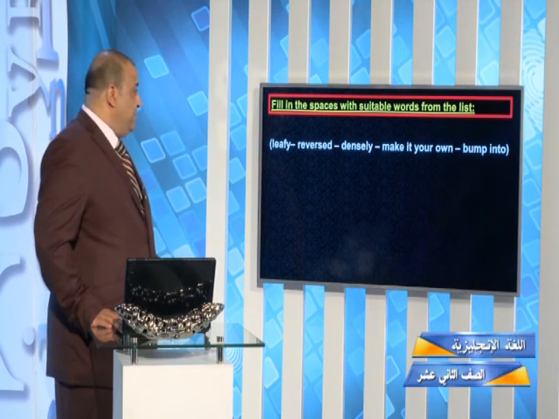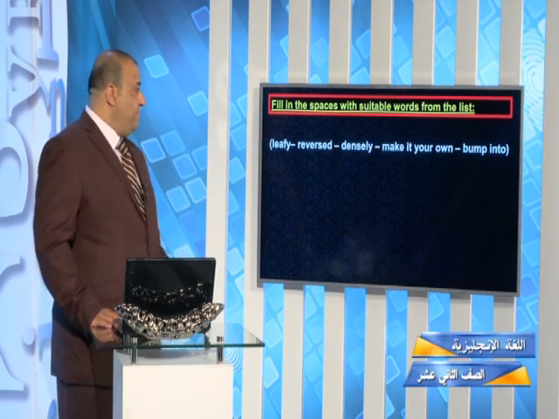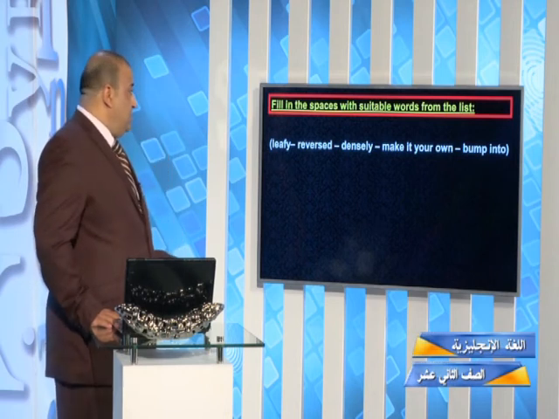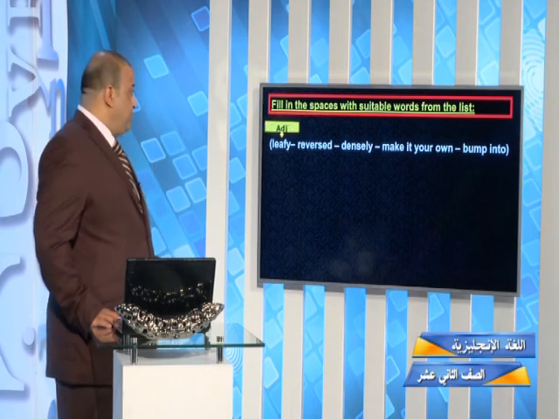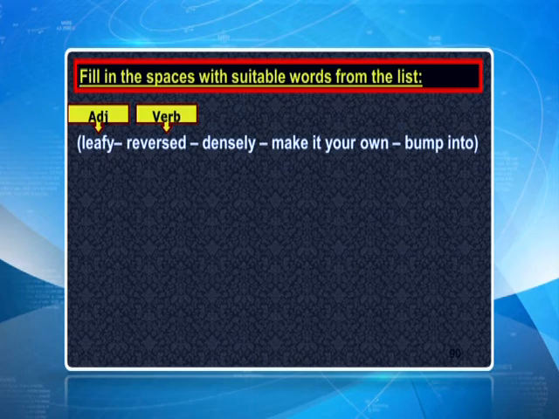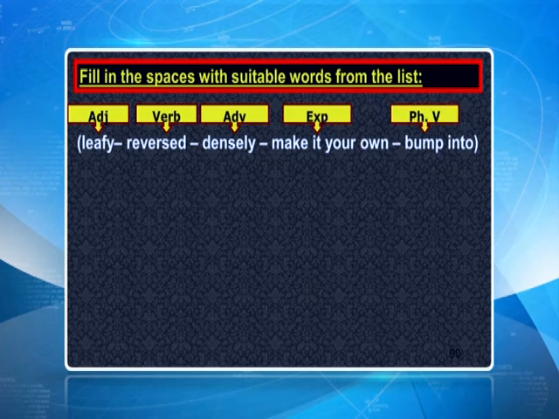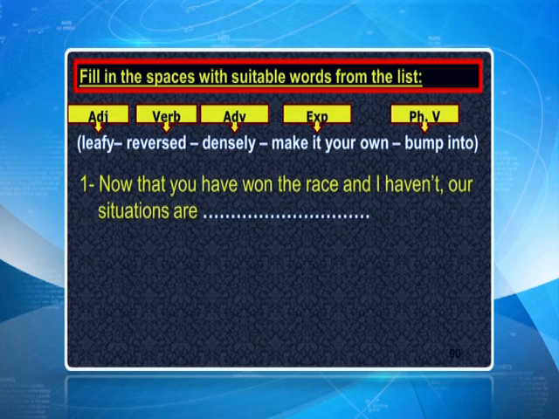Now we have here 1, 2, 3, 4, 5 words. Before, you have to decide on their parts of speech. For example, leafy is an adjective, reserved is a verb. It may be used in the past or in the past participle. Densely is an adverb. Make it your own is an expression, and bump into is a phrasal verb. This is very important. Let's answer question number 1.